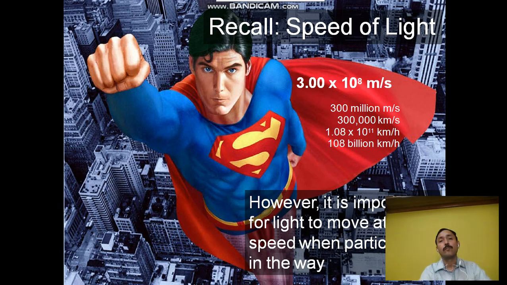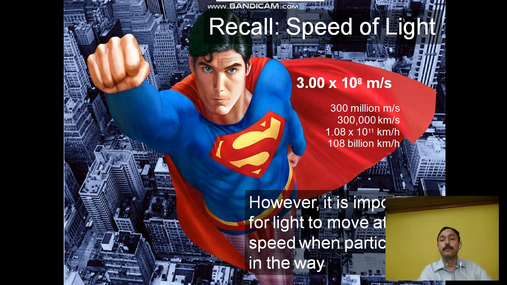Let us recall some data. The speed of light is 3 into 10 to the power 8 meter per second. That means 300 million meter per second, that means 300,000 kilometer per second. This is equal to, just think, 1.08 into 10 to the power 11 kilometer per hour. Imagine, 108 billion kilometer per hour. This is the velocity of light.